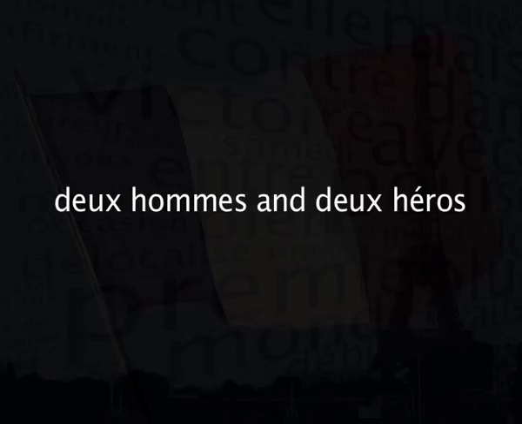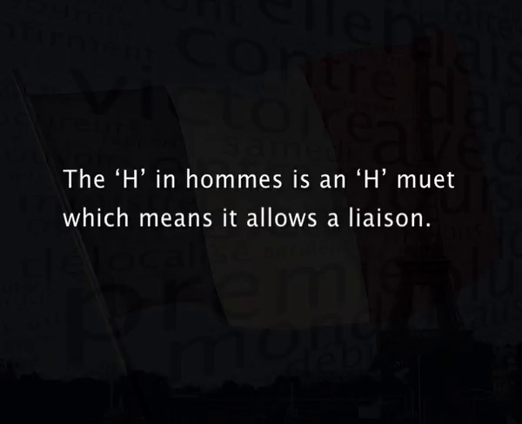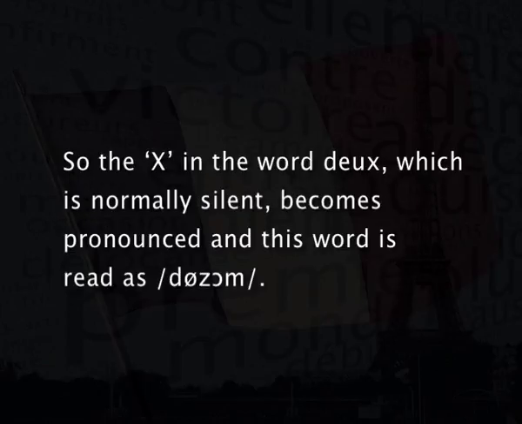Let me illustrate this concept with two examples, deux hommes and deux héros. Homme means men and héros means heroes. The H in homme is an H muet, which means it allows a liaison. So the X in the word deux, which is normally silent, becomes pronounced, and this word is read as deux hommes.